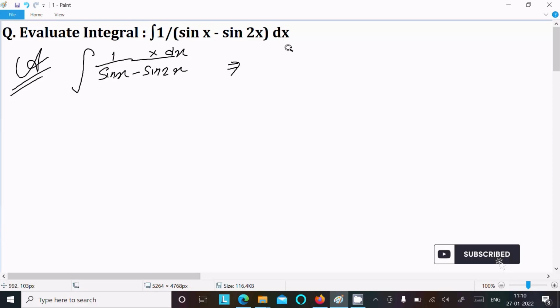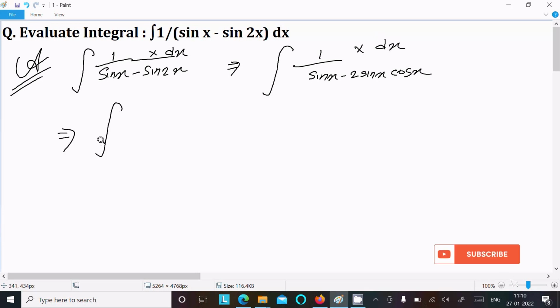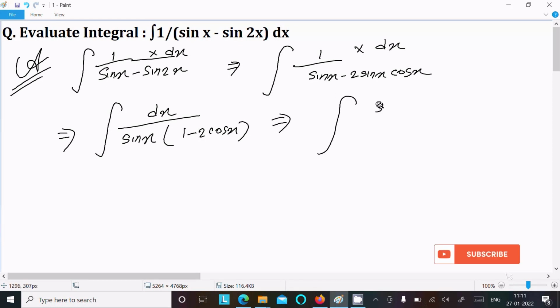First, I'm going to break sin 2x, which we can write as 2 sin x cos x, in the integral dx. After that, take the common sin x, so this comes 1 minus 2 cos x. Then we multiply by sin x in the numerator, so in the denominator I'm going to multiply as well, so this is now sin square x times 1 minus 2 cos x.